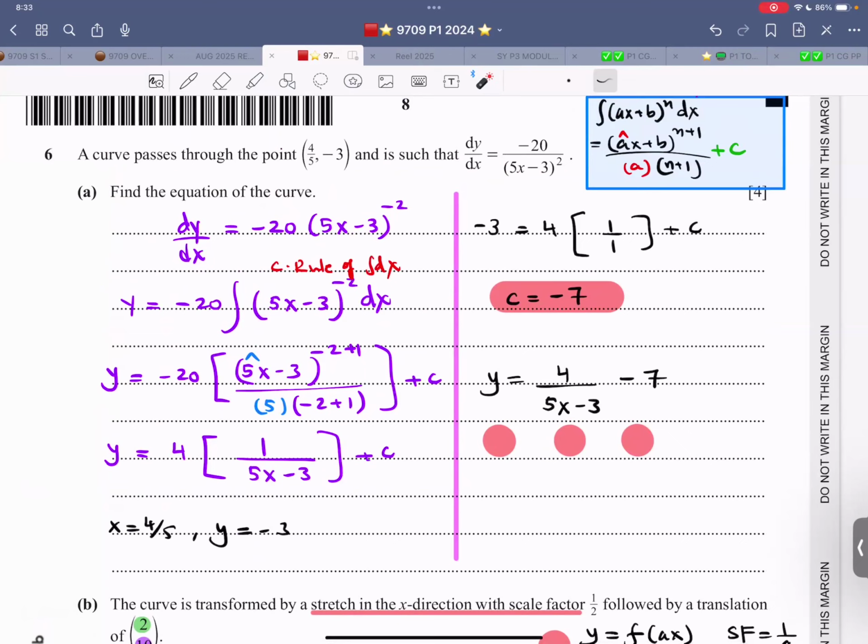A curve passes through the point. Let me put a highlighter over here. A curve passes through the point and is such that dy by dx is this much. Take it up, integrate according to the chain rule of integration. Increase the power by 1, divide by the new power, divide by the coefficient of x, simplify. How do you evaluate? Plus c, you plug in x, you plug in y, you find the value of c, and that is the equation of the curve.